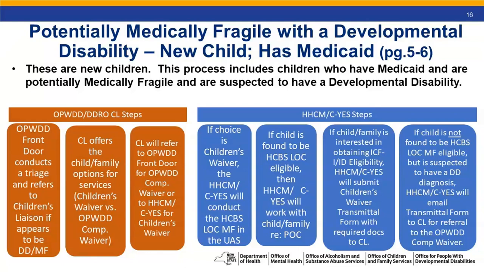So now the blue boxes, if the choice of the family is to enroll in the children's waiver, the health home care manager or CS will conduct the HCBS level of care medically fragile target population in the UAS. If the child is found to be HCBS level of care eligible, then the health home care manager CS will work with the child and family on their plan of care.